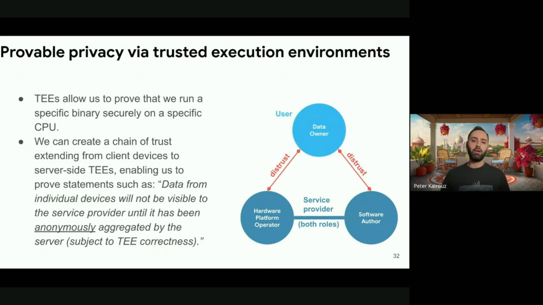So we're thinking a lot about using trusted execution environments, which allow us to prove that we run a specific binary securely on a specific CPU. So we can create a chain of trust extending from client devices to server-side trusted execution environments. This enables us to prove statements such as data from individual devices will not be visible to the server, and only anonymous aggregates that are computed with differential privacy, subject to TEE correctness, will actually be revealed to the data analyst that has requested them.